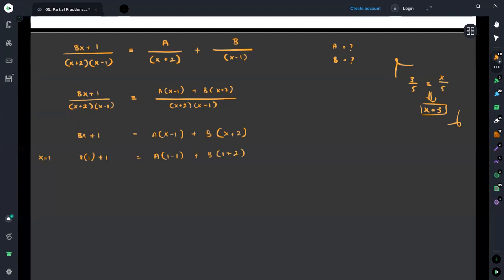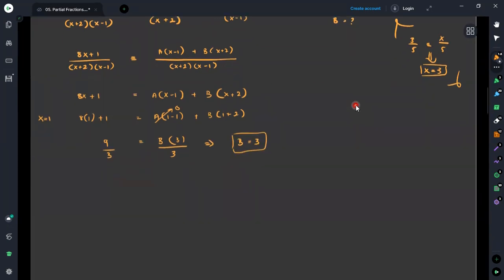Now we know that 1 minus 1 is 0, therefore this entire part becomes 0. 8 plus 1 becomes 9, and b multiplies with 1 plus 2, which is 3. Then both sides are divided by 3. This leads to the value of b equals 3. This is what we have as the value for b.